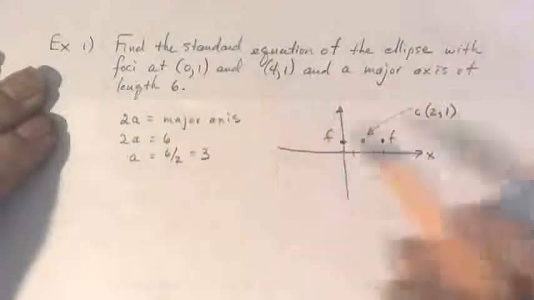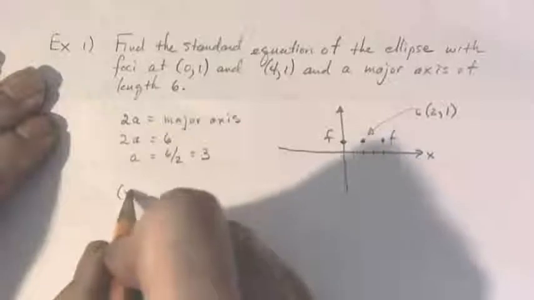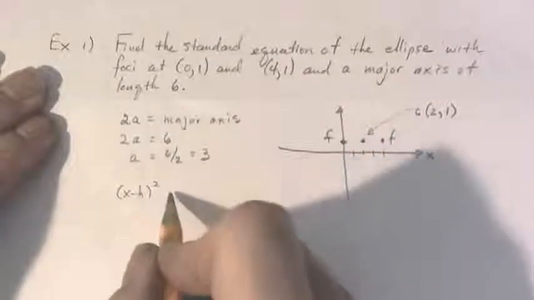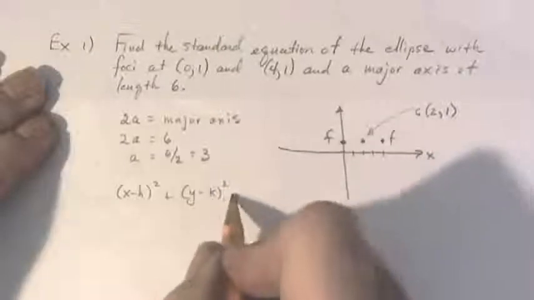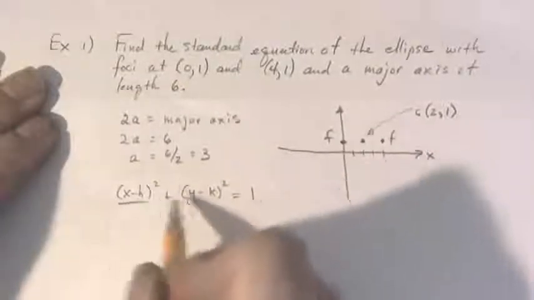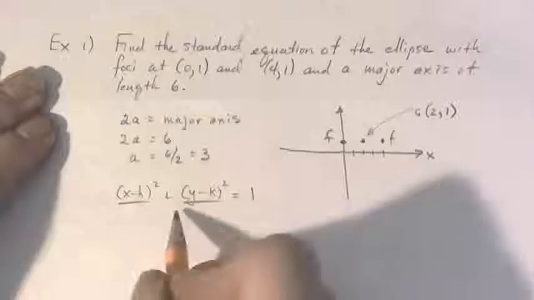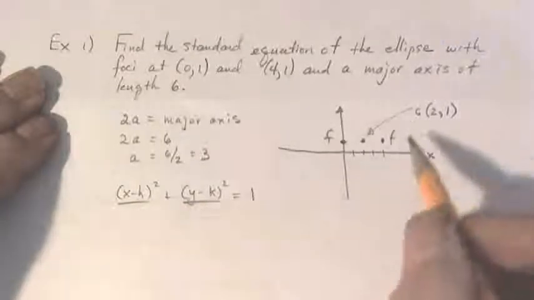What else do we need? We need the equation itself. The equation is (x minus h) squared plus (y minus k) squared is equal to 1, and this is divided by the a's and the b's. But we have to decide which is the a and which is the b.